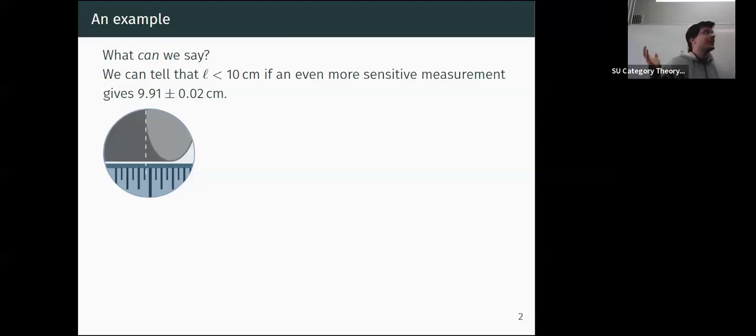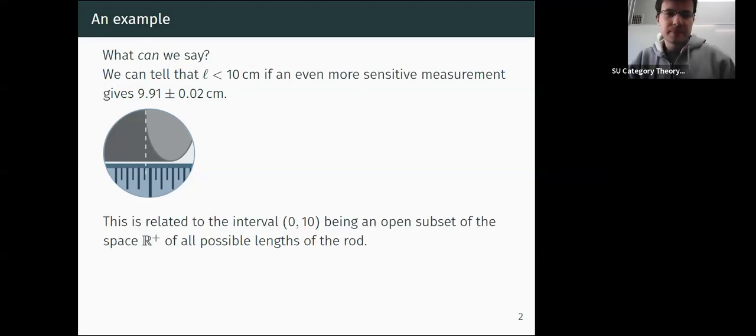So this is something that we can tell, that it's less than 10 centimeters. We wouldn't be able to tell that it was less than or equal to 10 centimeters, for the same problem we had before. If it was exactly 10 centimeters, then we wouldn't know. So this is related to the fact that this interval is an open interval. If it were a closed interval, it wouldn't work. But because it's an open interval, it's possible.